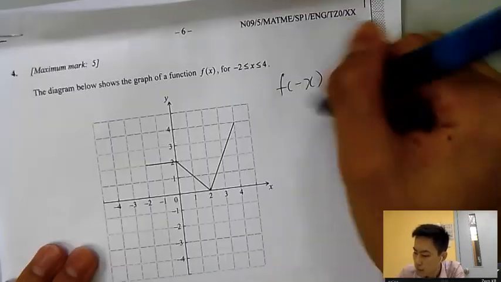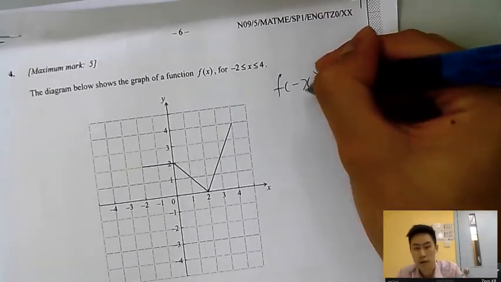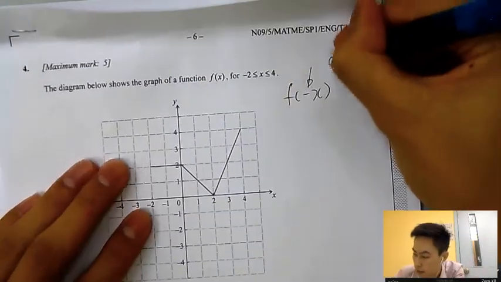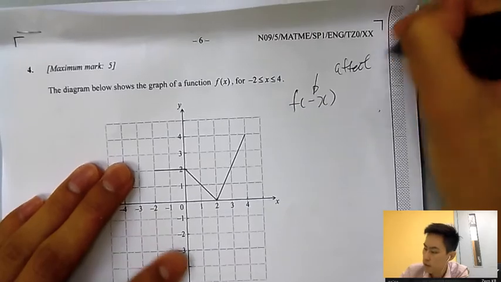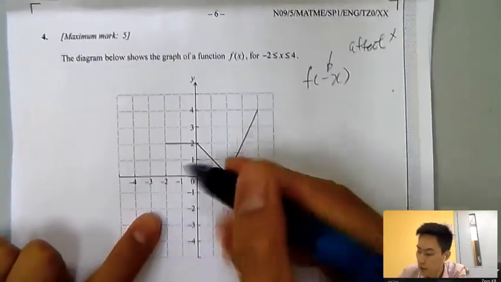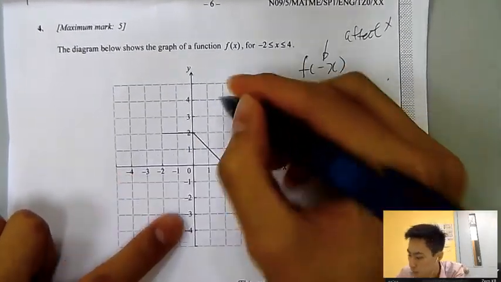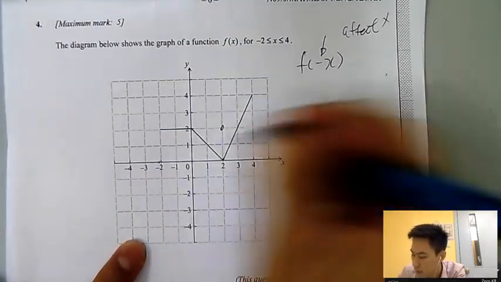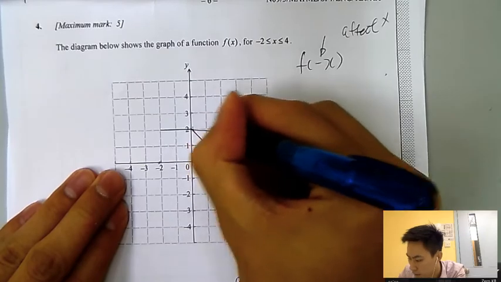So the minus sign is inside the x, right? Inside the bracket. Whenever you see the minus sign inside the bracket, it affects x. So positive x becomes negative x. Minus 2 becomes positive 2, and 2 here becomes negative 2. So basically, you can draw a graph like that.